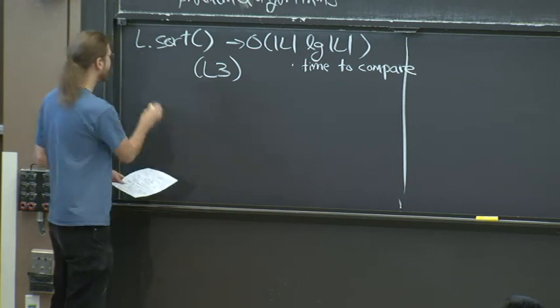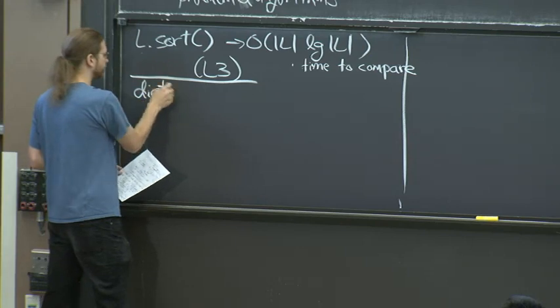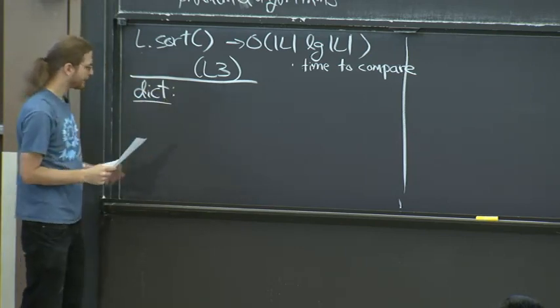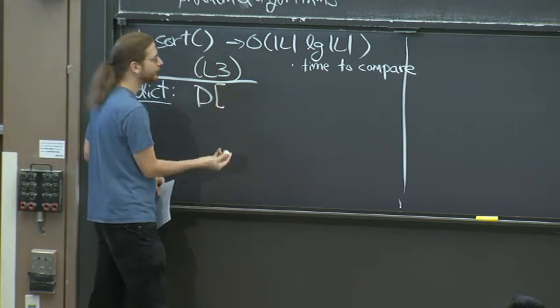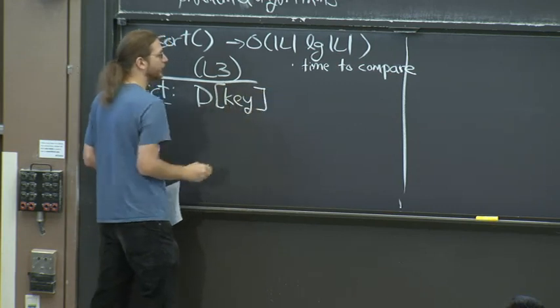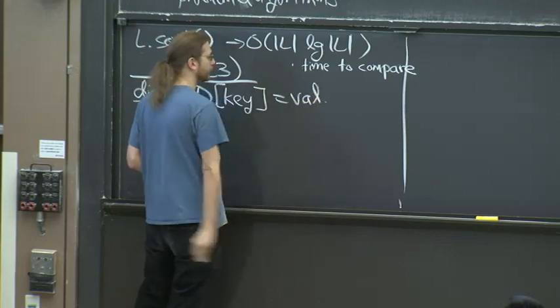All right, let's go to dictionaries. Python calls them dicts, and these let you do things. They're a generalization of lists in some sense. Instead of putting just an index here, an integer between 0 and the length minus 1, you can put an arbitrary key and store a value, for example.